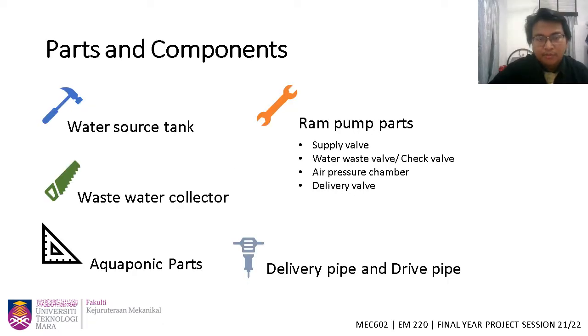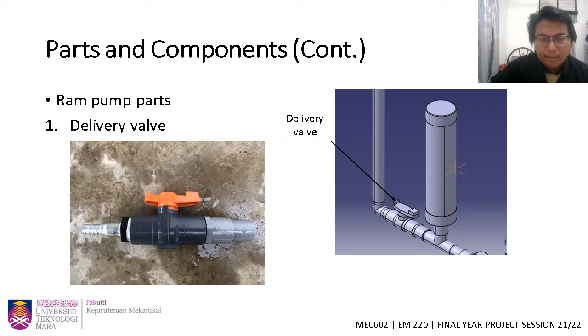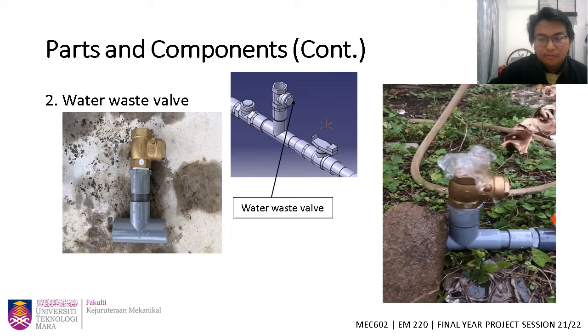Parts and components for the aquaponic system. We begin with the water source tank, wastewater collector, ram pump parts, aquaponic parts, and the last one is delivery pipes and drive pipes. For the ram pump parts, there are 4 types of parts. The first one is the delivery valve, and the waste valve or check valve is where the water hammer effect phenomenon happens, so the water flow is able to flow through the ram pump to the air pressure chamber.